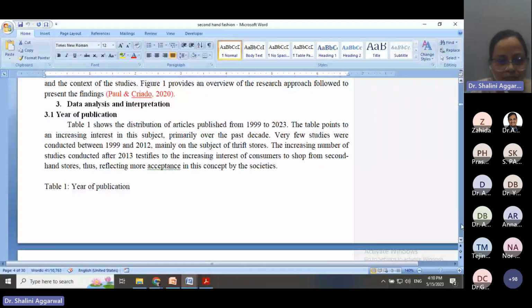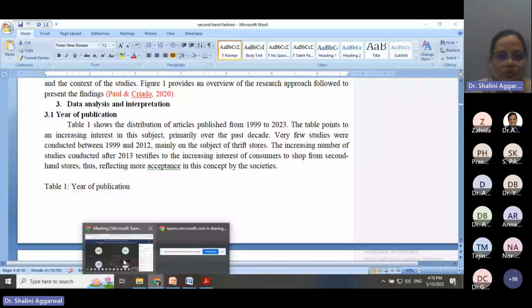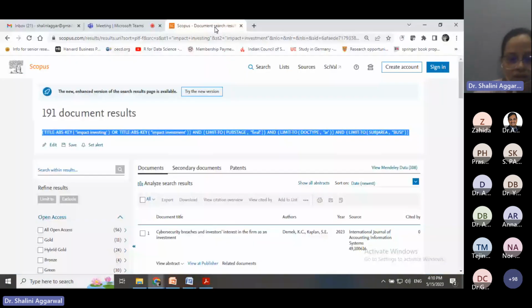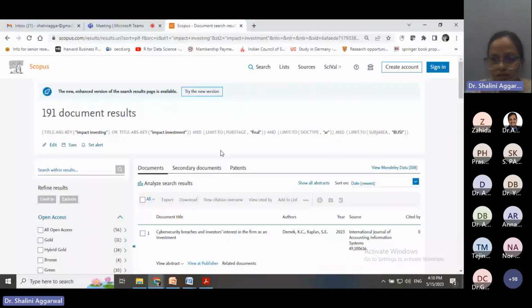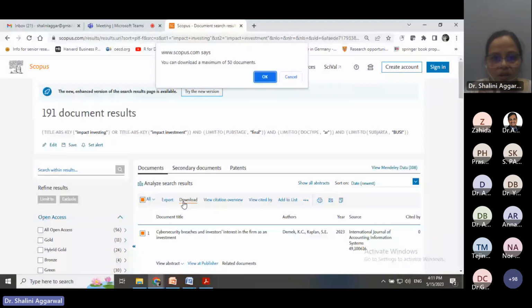So let me take you back to Scopus. Now, let me take you again here. Just look at this. So what we have got is 191 documents. Let's say we want to export from the Scopus database these 191 documents, right? So what we are going to do, please click here. This is select all, right? Next thing is you download them or export. One minute. You export them.